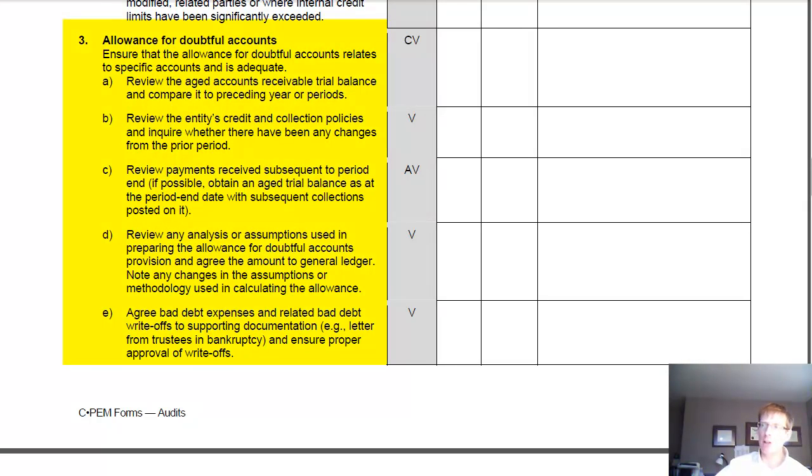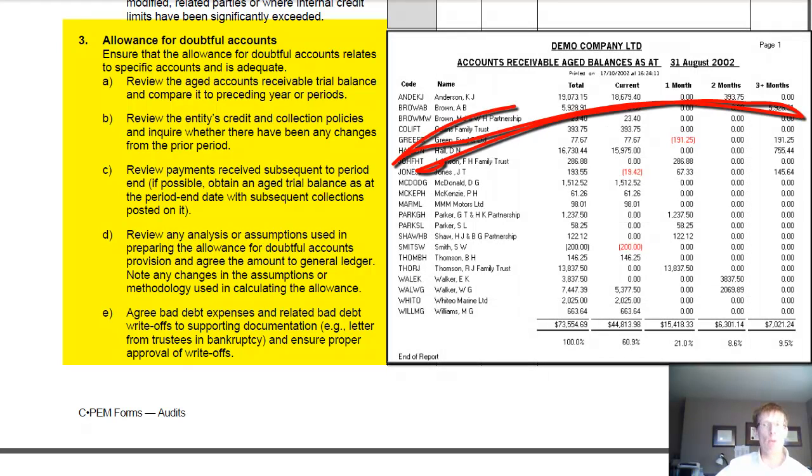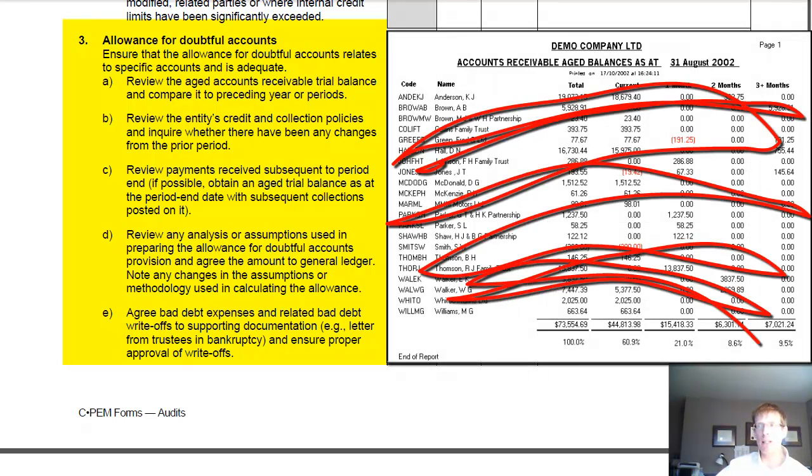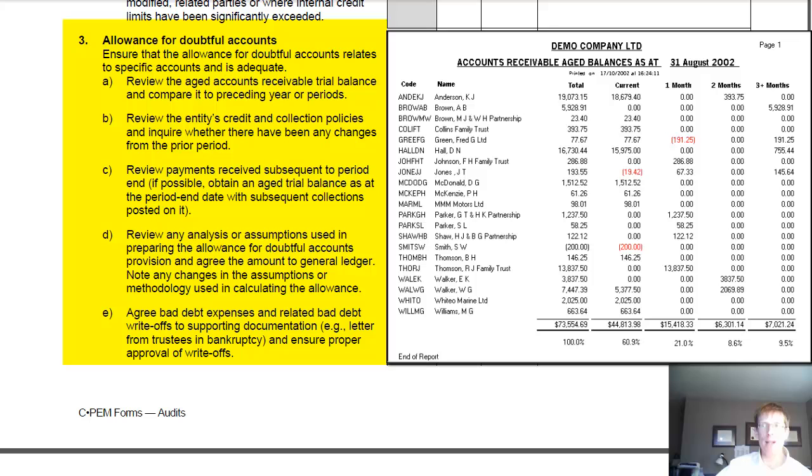You'll notice that a lot of these procedures are addressing the valuation of our accounts receivable. So here we're going to ensure that the allowance for doubtful accounts relates to accounts that are specific and it's adequate. So we will review the aged accounts receivable listing. We will review the entity's credit and collection policies, inquire whether there's been any changes during the period. We will review payments subsequent to the period end, as these subsequent payments are good validation that the valuation of the accounts receivable at the period end is adequate.